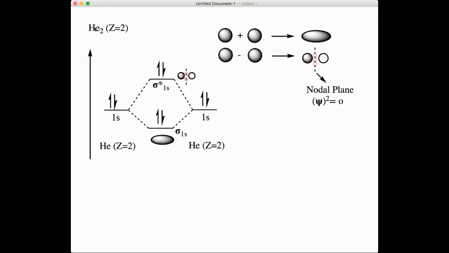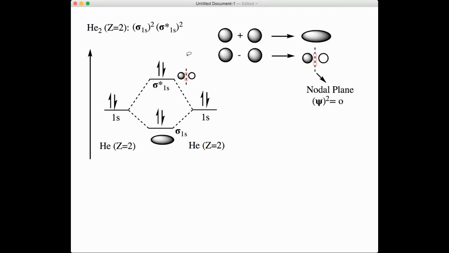So the electronic configuration for the molecule of He2, according to molecular orbital theory, would be sigma 1s2, meaning that there are 2 electrons in the sigma 1s, and then sigma star 1s2. So that would be the electronic distribution for an He2 molecule according to molecular orbital theory.